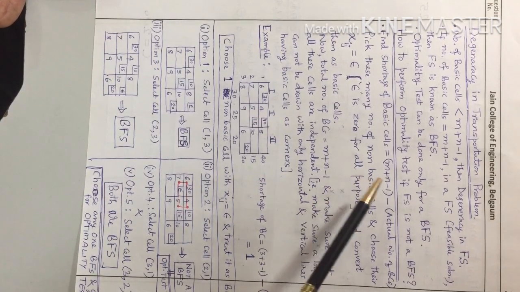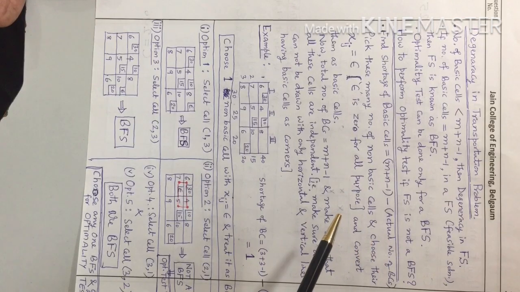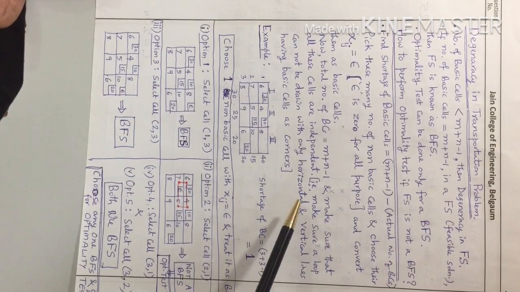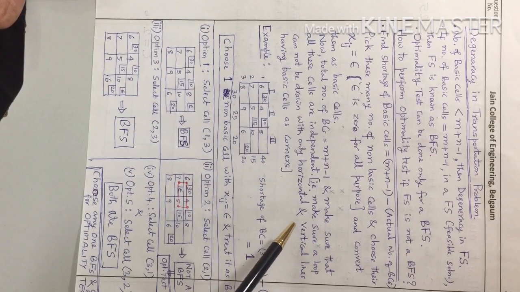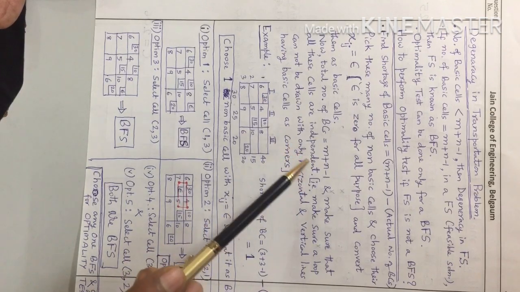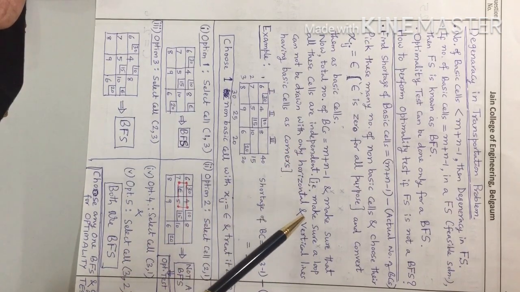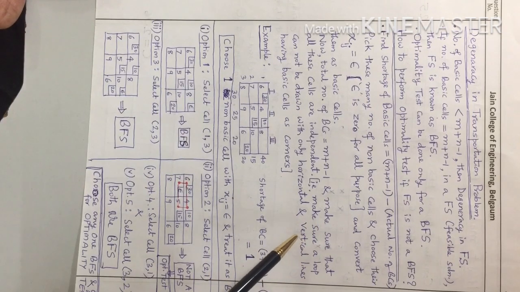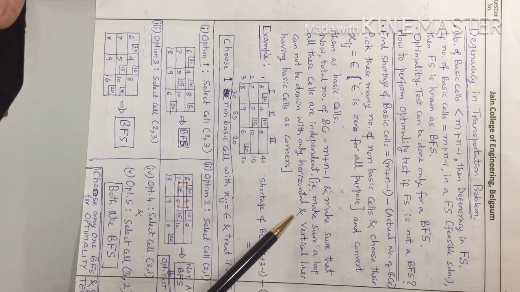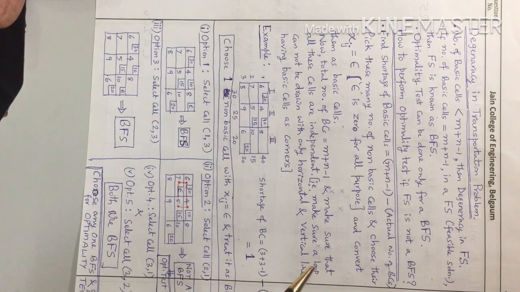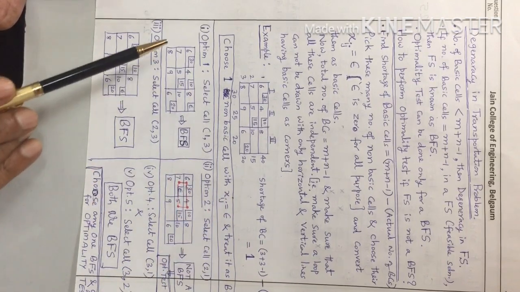So that a total of m plus n minus 1 basic cells are there, and there is only one small restriction. The chosen basic cells together should not form a loop on their own, with the help of horizontal and vertical lines, such that all corners of the loop are basic cells. I shall elaborate on this point when I explain it. For that purpose, I am choosing an example now.